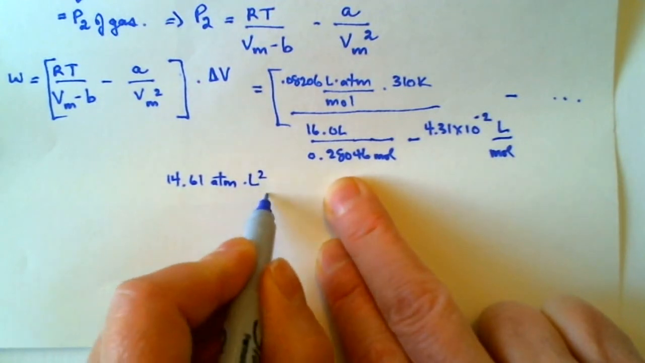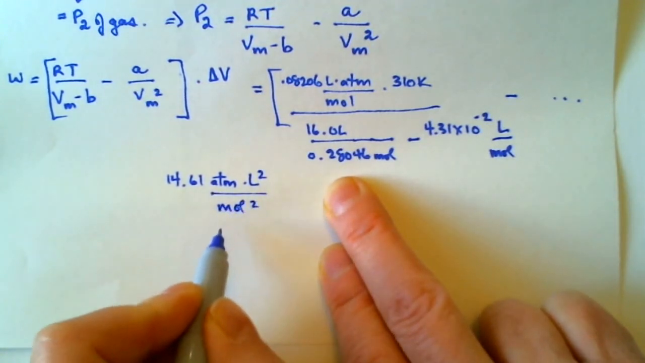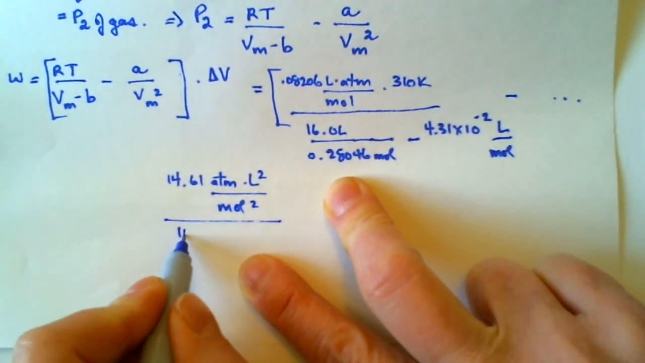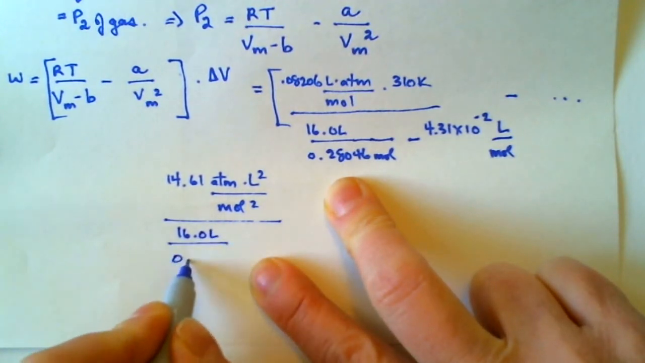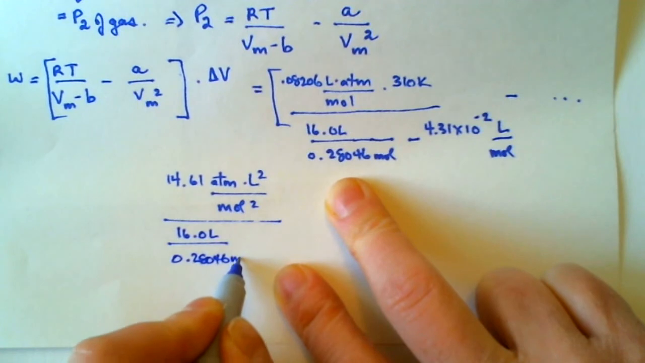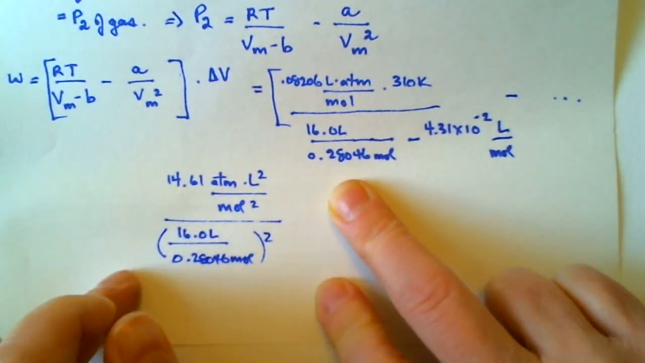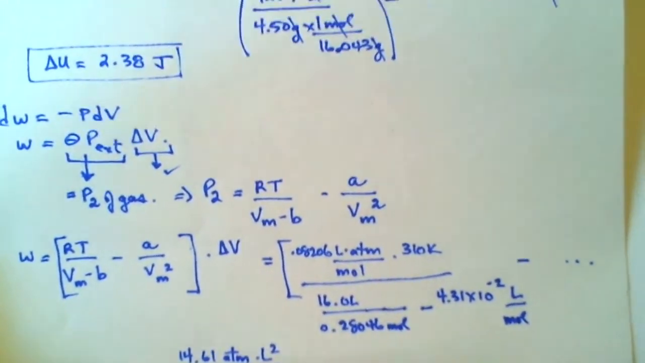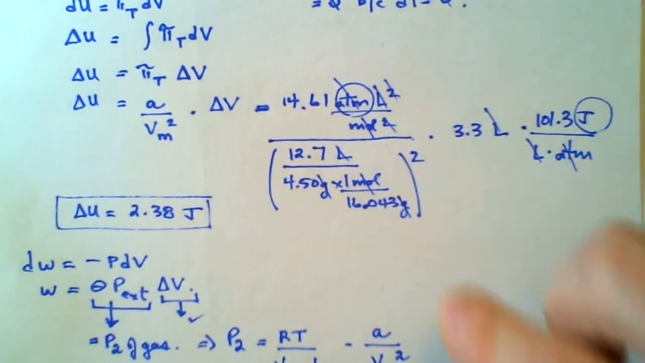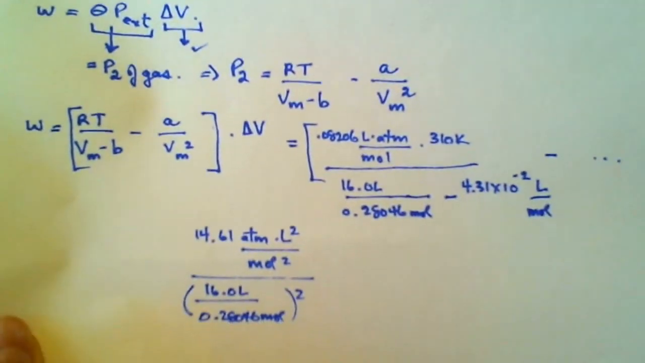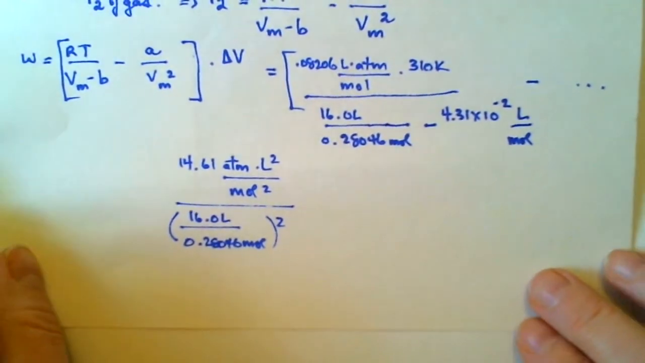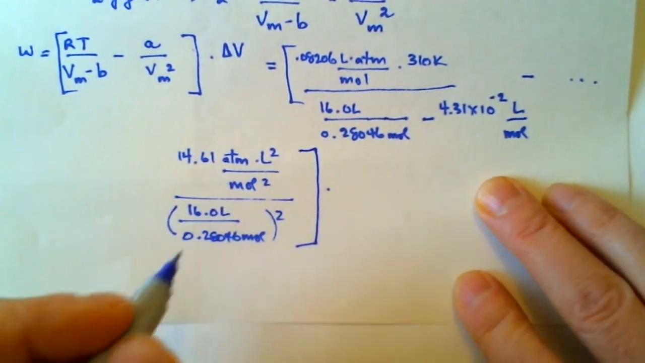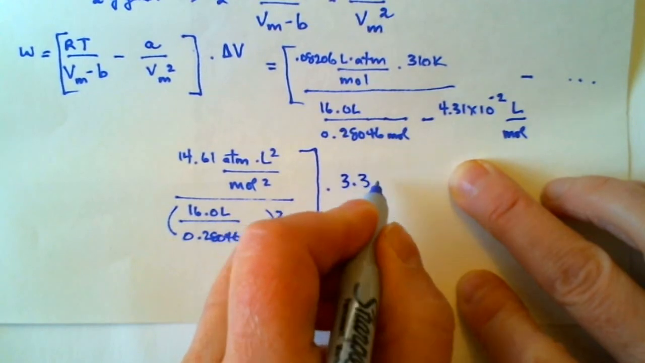atm meters squared over mole squared. That's all over the molar volume squared, and the molar volume is 16 liters over 0.28046 moles, squared. And again, that is not correct. I had just done that up there, but I had done it for the initial state conditions and not the final. That would have been an error if we just transferred that value down. Close the bracket and then multiply by the delta V, which is the 3.3 liters.